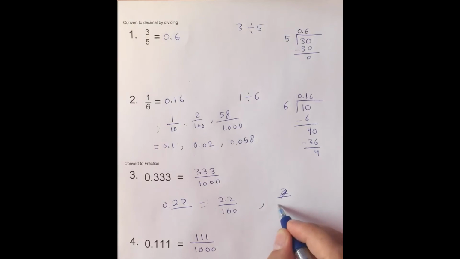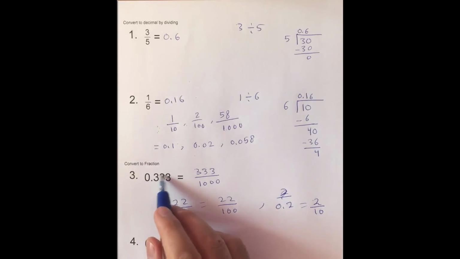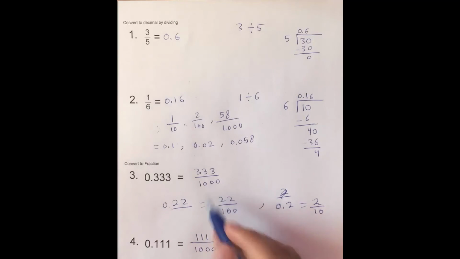If you have 0.2, all you have to do is write 2 over 10, because remember 1 has to be there, and then count how many decimal places there are. You have 1, so you write 1 zero. Here we have 2 numbers, you write 2 zeros. Here we have 3 numbers after the decimal, you put 3 zeros.